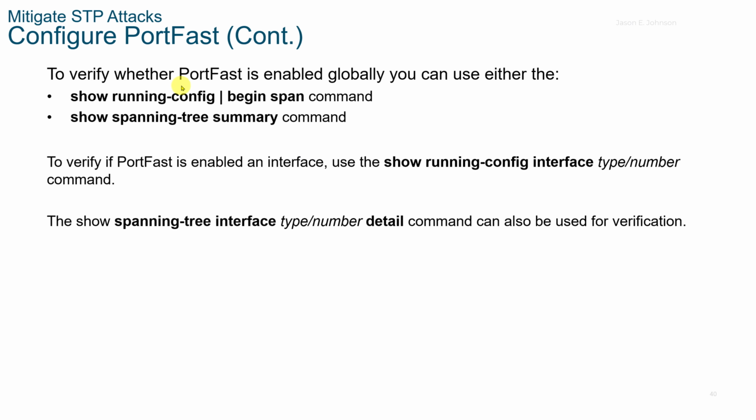And then we want to verify whether PortFast is enabled or not. We can use the show running-config | begin span command or the show spanning-tree summary command. And then we can verify if PortFast is enabled using the show running-config interface command. And the show spanning-tree interface detail command can also be used for verification.